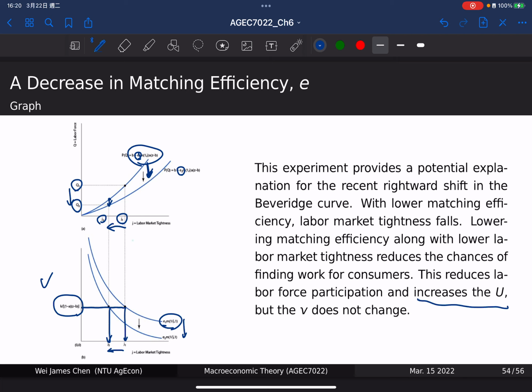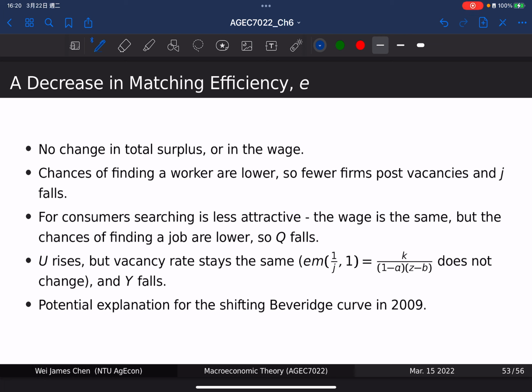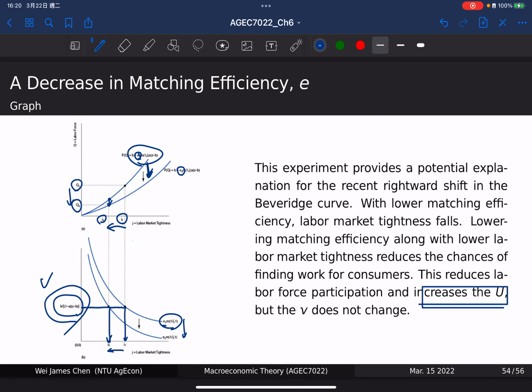Okay, so this will increase the unemployment. Right? This will increase the unemployment. But the vacancy actually is not going to change. Because the vacancy is what? Vacancy is basically defined as, we'll calculate it as this EM1 over J1, right? I mean, 1 minus that, but the calculation is only here. So vacancy is 1 minus this. But this is simply K divided by 1 minus A Z times Z minus B. These things are a constant here.